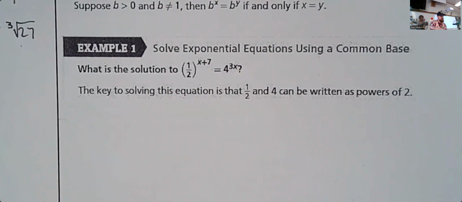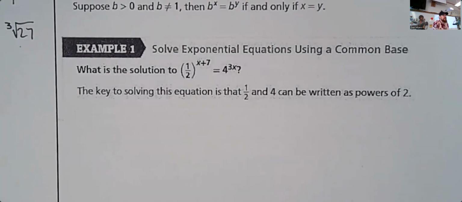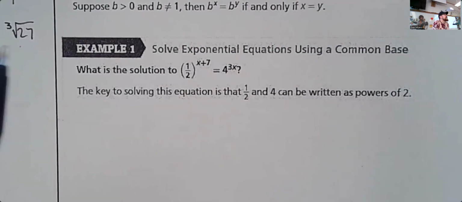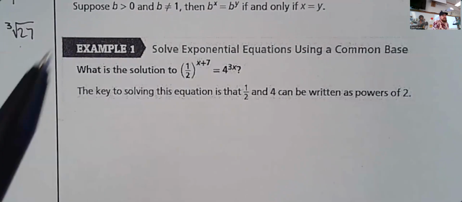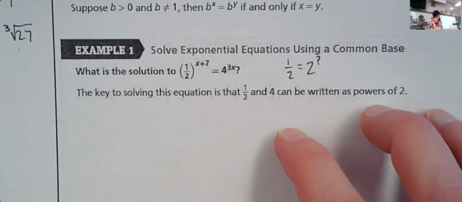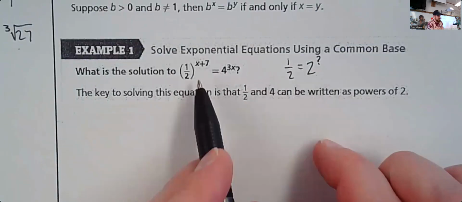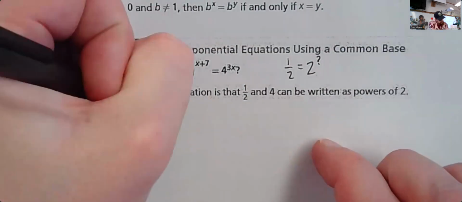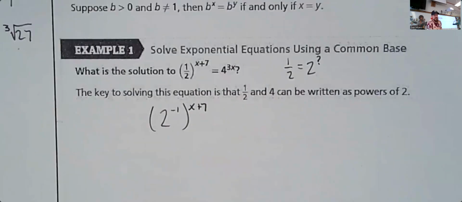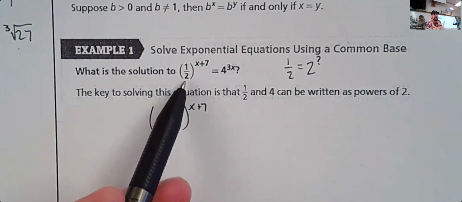The question here is 1/2 is equal to 2 to what power? So basically we're asking ourselves for this first part here, 1/2 equals 2 to what power? -1, yeah. So we could rewrite what's inside the parentheses here as 2 to the -1 power to the x plus 7. Because 2 to the -1 is 1/2.